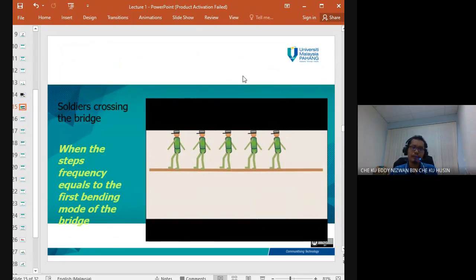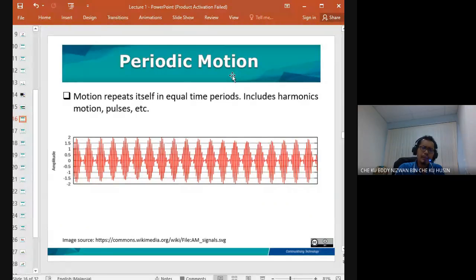And then we go for another type of motion. Previously we just looked at simple harmonic motion. Simple harmonic motion mostly relates to the single degree of freedom system. But if you measure in actual conditions, it can be periodic and many more types of vibration. So now we go for periodic motion.